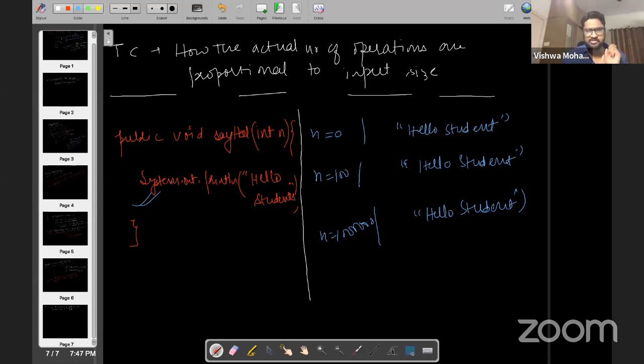Whether the value of n is 0 or 100 or 1000 or 10,000 doesn't matter, right? That is why in this case I say that the time complexity is constant, and this is how I indicate it. This is known as big O.